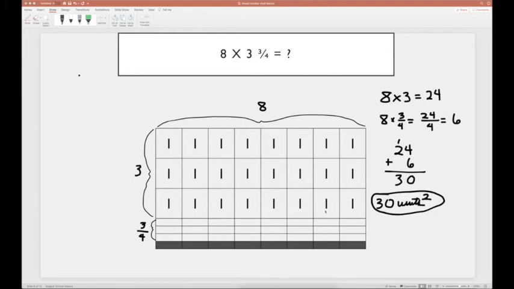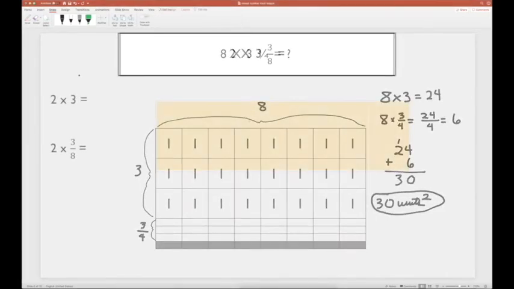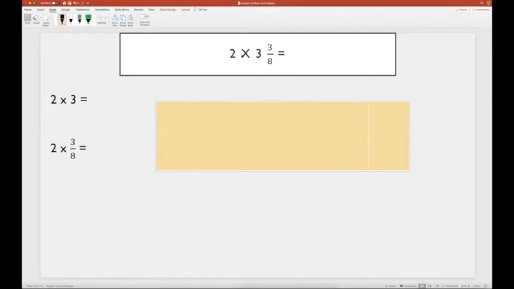Again, we can use the area model to find the answer or product to this multiplication problem. So I could do something as simple as, for this problem, 2 times 3 and 3/8. I could say, okay, here's my 3 wholes. I'm going to break that apart. Here are my 3/8. 3 and 3/8 right here. And I can multiply that by 2. So you see here, this is 2 by 3, which is this problem here. And then 3/8 by 2, which is this problem here.